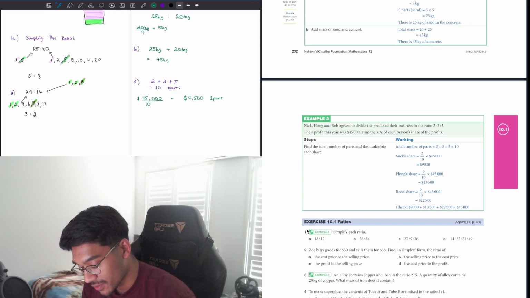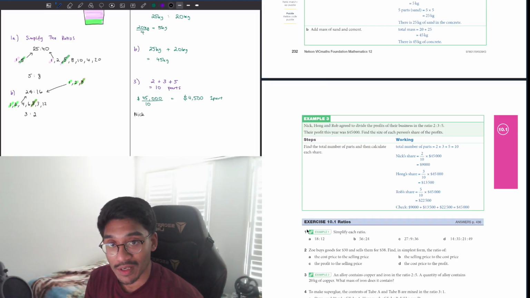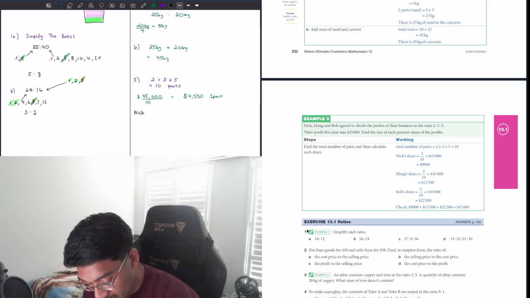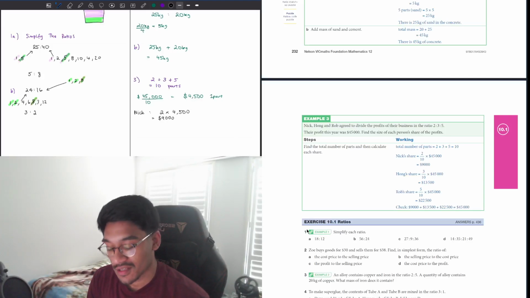Okay? So, now that we know how much one part is worth, we can work out how much each person gets. Nick gets 2 parts, because there's 2 in the ratio. So I do 2 times 4,500. Pop that in your calculator, you get $9,000. So Nick's 2 parts are worth $9,000.